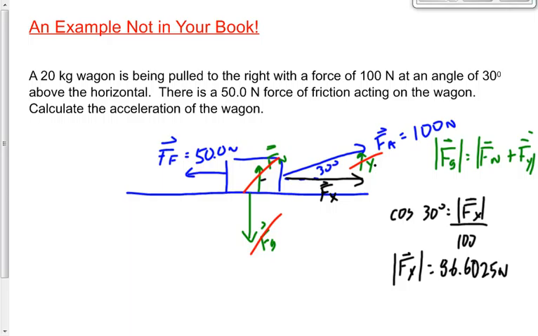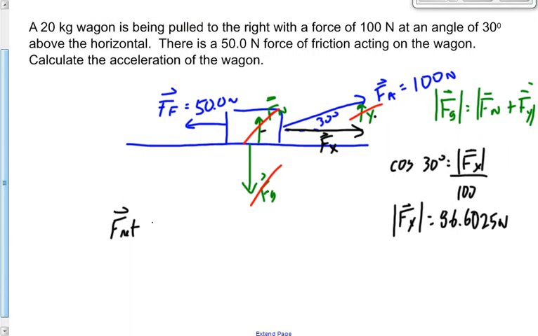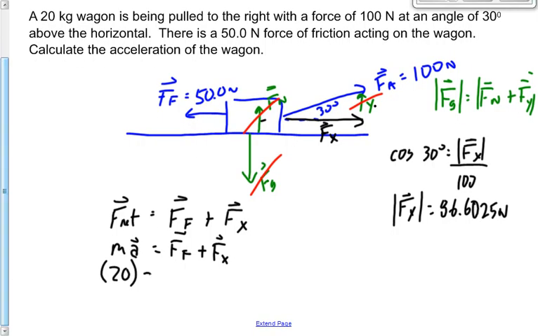All right, now let's do the net force is equal to the sum of the forces. This is what we've done 100 times before. FF plus, I'm not going to say FA, because I don't want to put in the 100 newtons there. I want to say FX, the X component of that 100 newtons. M times A is equal to FF plus FX. The mass here is going to be 20 kilograms. We're looking for the acceleration. FF is negative 50, and FX is positive 86.6025. We add those up, we get 36.6025 divided by 20, gives me 1.83 meters per second squared.